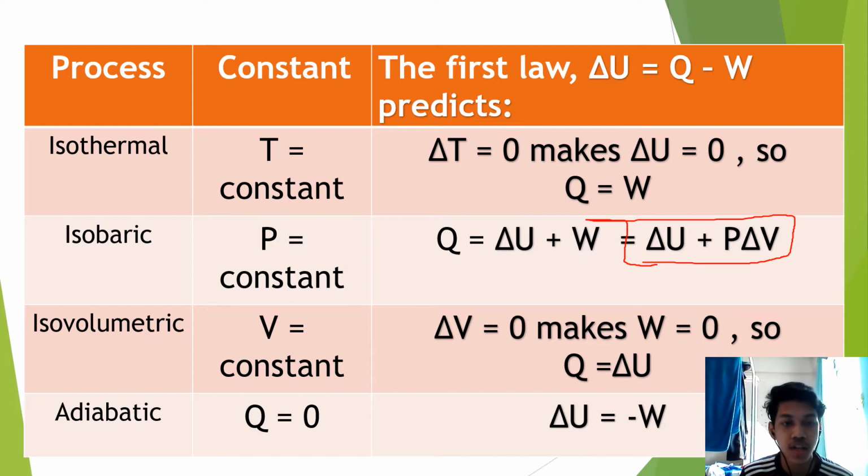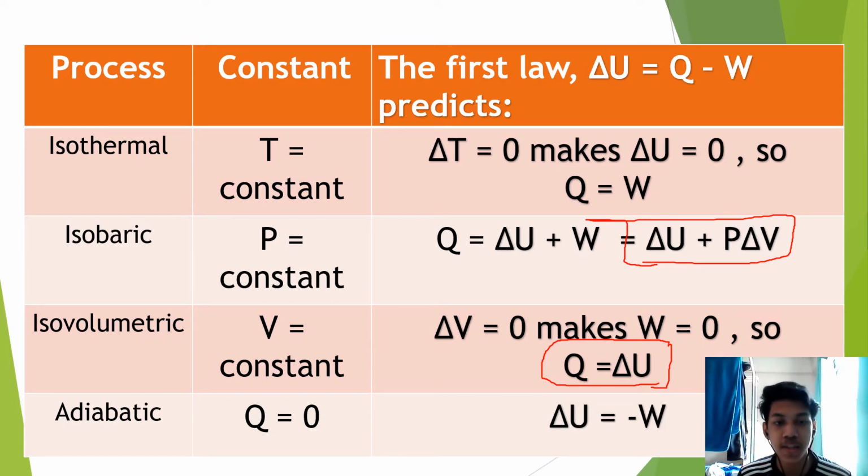Next, we are going to the isovolumetric process. For the isovolumetric process, V, the volume, is constant. When delta V is 0, it makes W also become 0. So the first law becomes Q equal to delta U, where delta U is the change in internal energy.